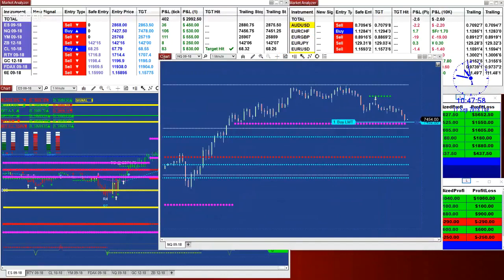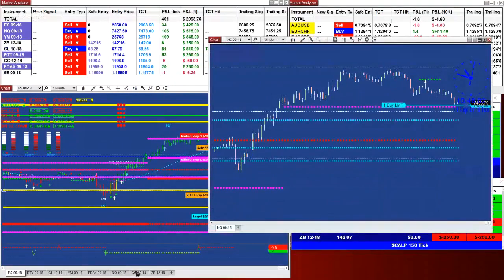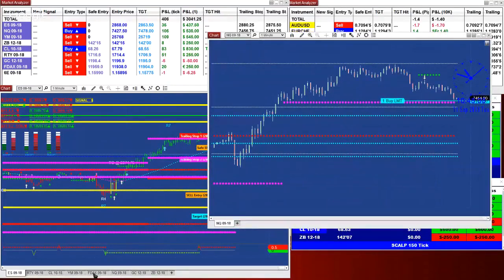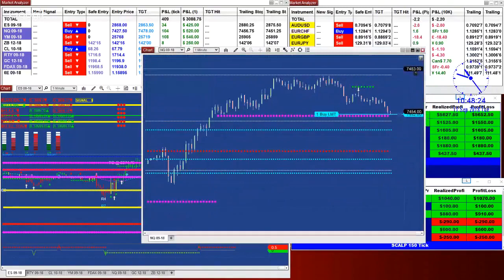Looks like the DAX took a new entry. Let me see. The NT8 won't let me go from one chart to another. Look at this. I cannot believe it. Oh, are you joking?